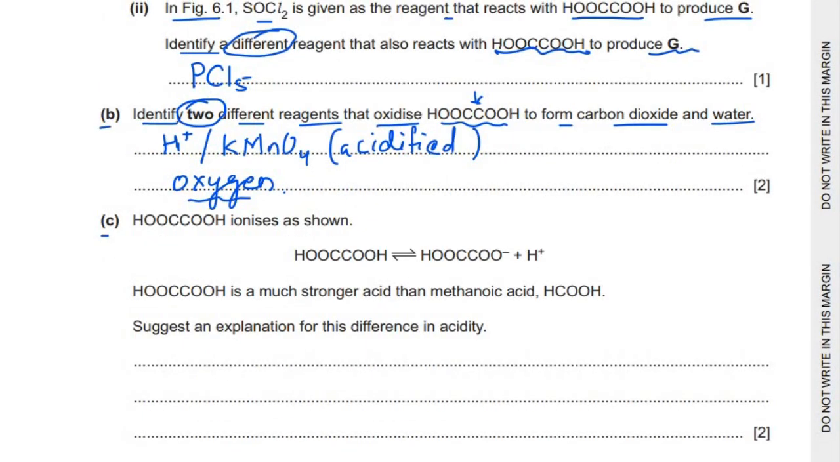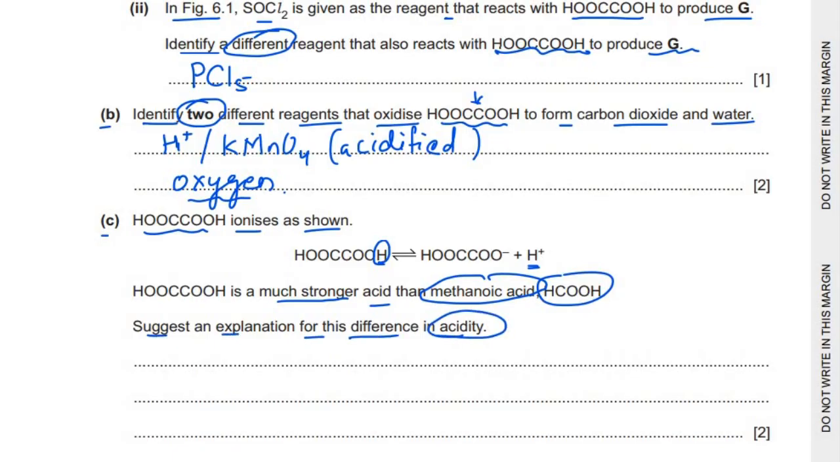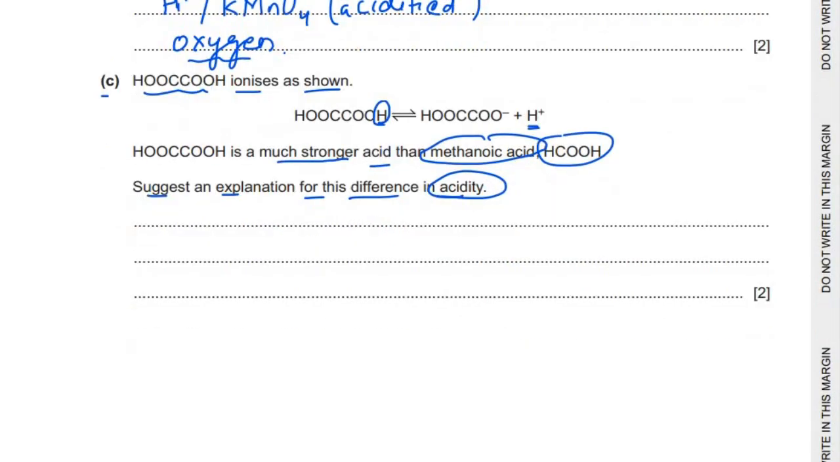Yes. So, C question is, the ethane dioic acid ionizes as shown, and it's given here that one of the hydrogens from the carboxylic acid is donated as H plus. Now this is a much stronger acid than methanoic acid. Now methanoic acid is HCOOH. Now suggest an explanation for this difference in acidity. Acidity in the sense that why ethane dioic acid is much stronger than the methanoic acid, though on the first instance it donates just one H plus.